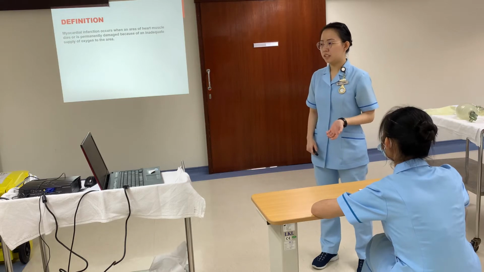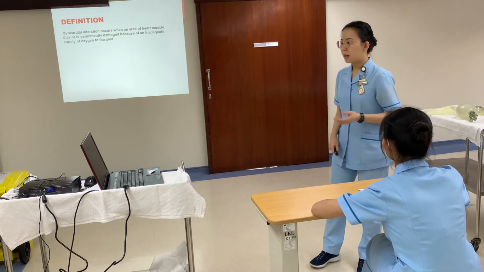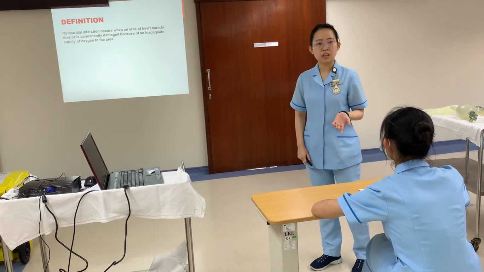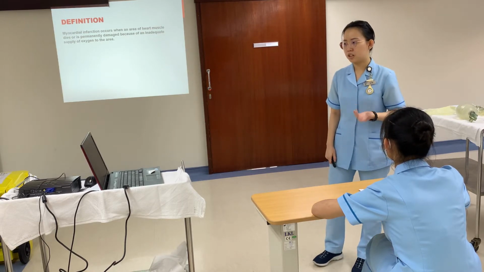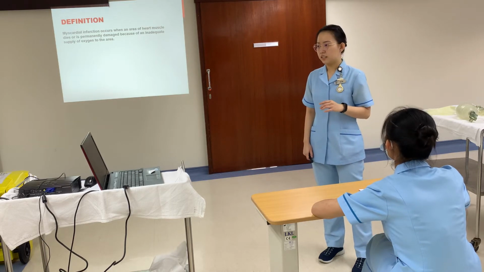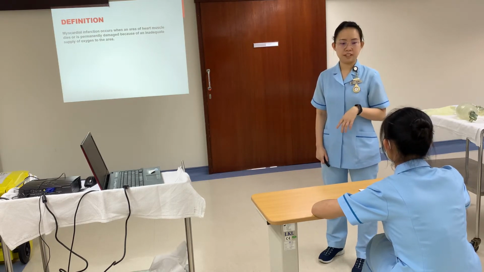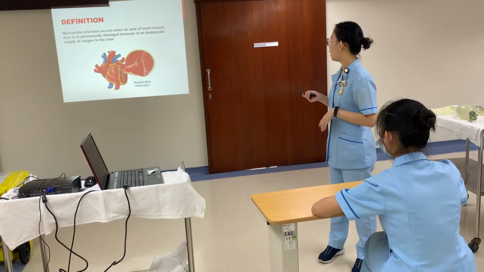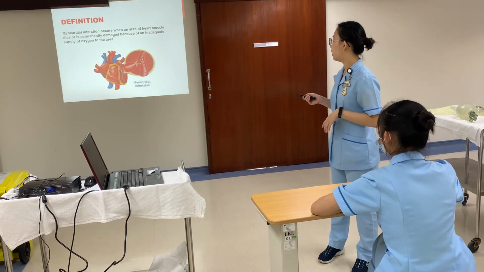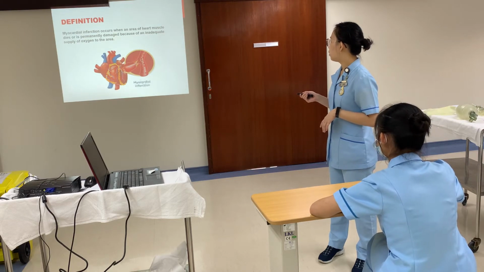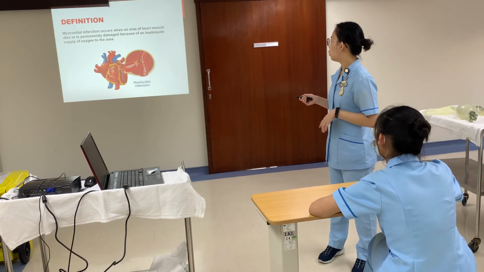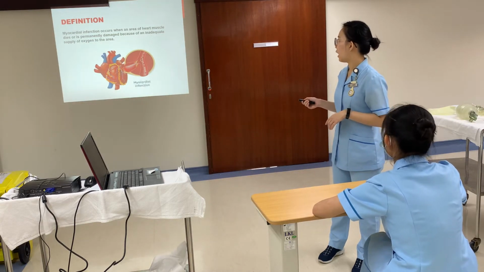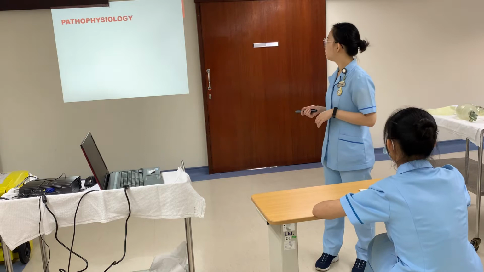So what is the definition of myocardial infarction? Myocardial infarction occurs when an area of heart muscle dies or is permanently damaged because of inadequate oxygen supply to the area. So this picture shows there is a blockage in one of the coronary arteries, and then the blood is unable to flow down to one part of the heart muscle and causes the heart muscle to die and be damaged.